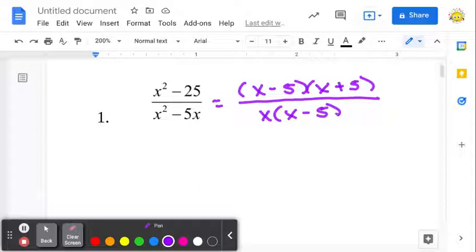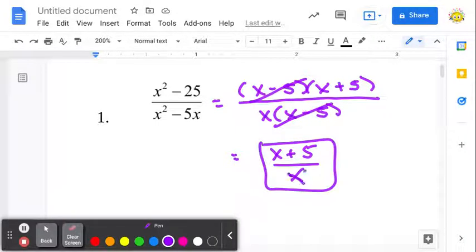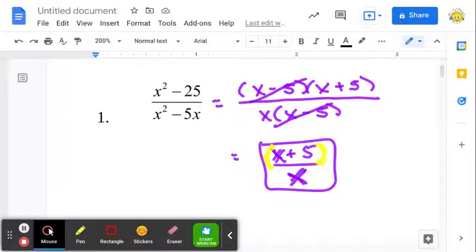So now I'm going to cross off the matches, the x minus 5's match, and you're left with x plus 5 all over x. And remember, you can't cross off these two x's because this up here is cemented together by that plus sign. So that is your final answer.